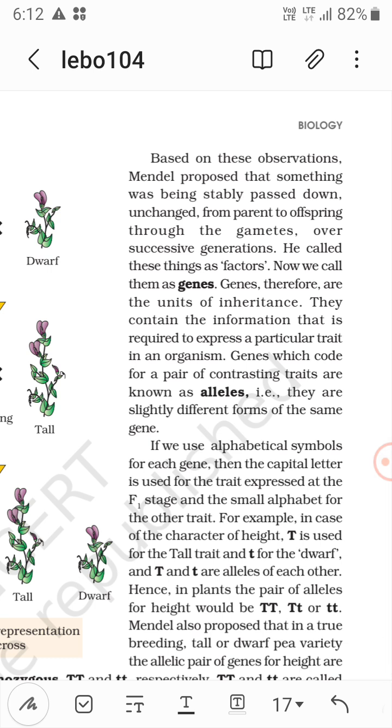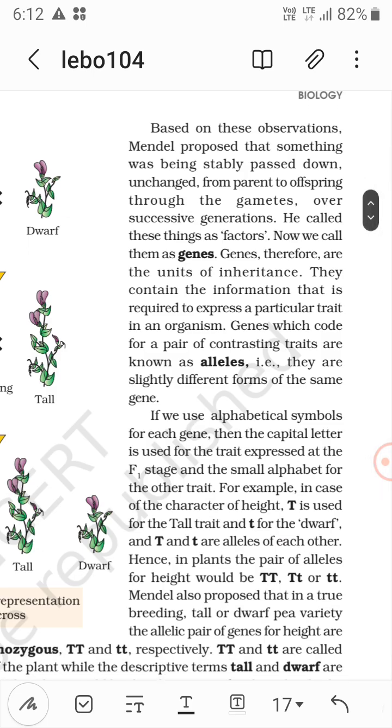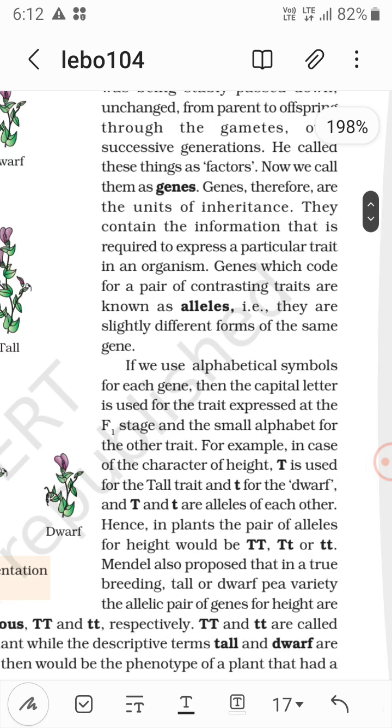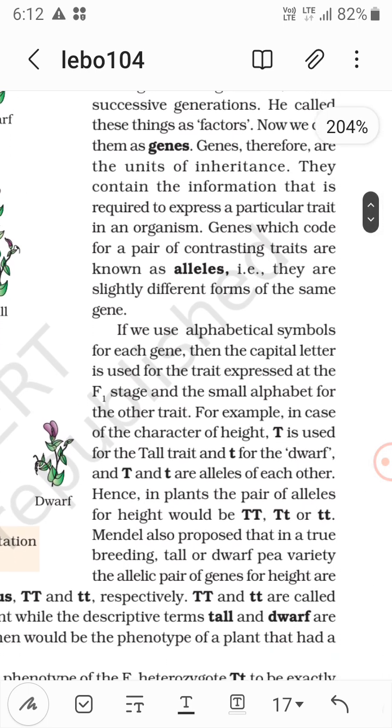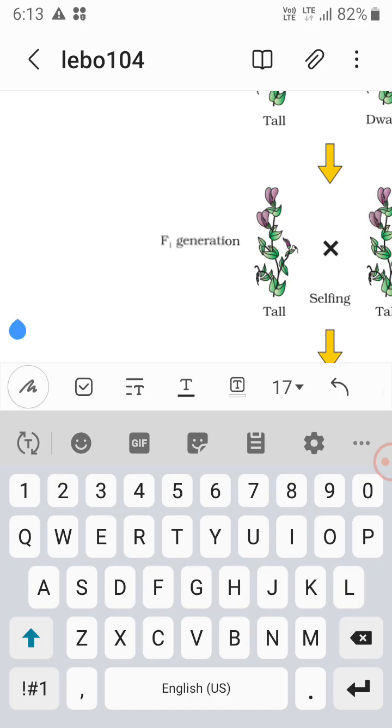They contain the information that is required to express a particular trait in an organism. Genes which code for a pair of contrasting traits are known as alleles. They are slightly different forms of the same gene.